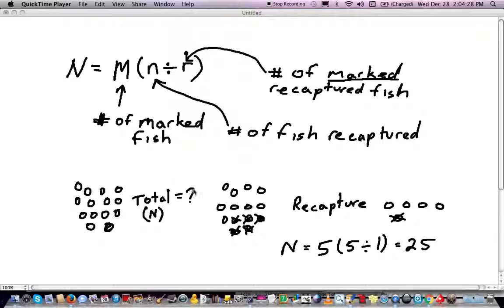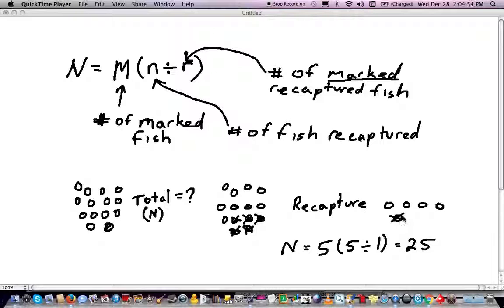Well, what we do is we go ahead and we capture 5 of these fish and we put marks on them. So what I've done is I've taken 5 of these fish and I've marked them with X's, and then I've thrown them back into the general population. So here's how it works. After a while I go back and I recapture 5 fish. Now it turned out here that I captured 5 fish. 4 of them didn't have marks and 1 of them did.